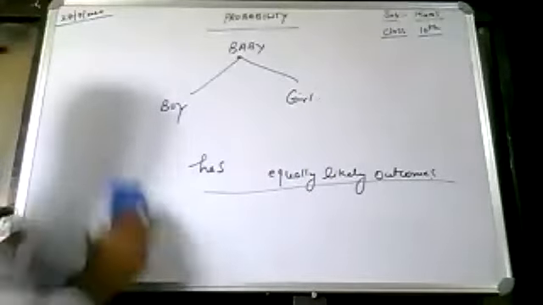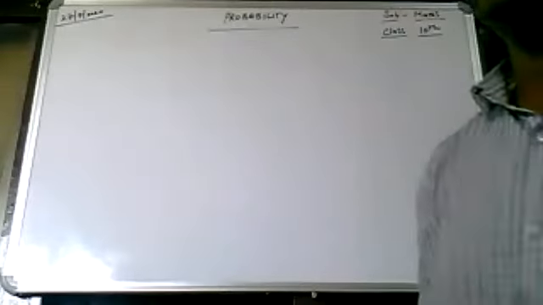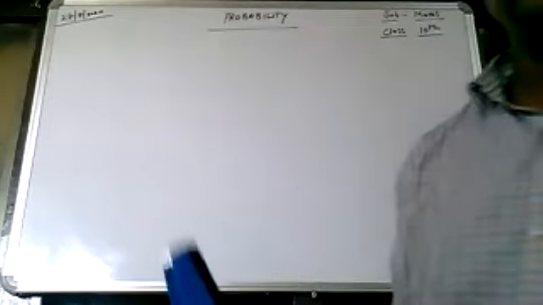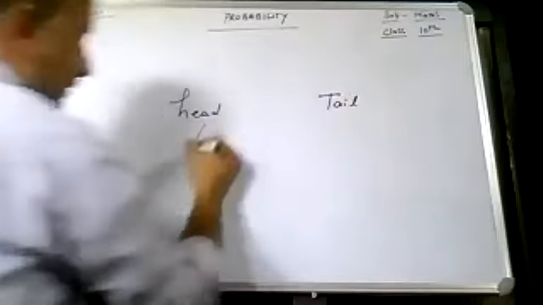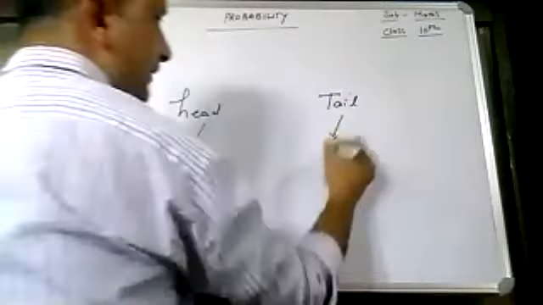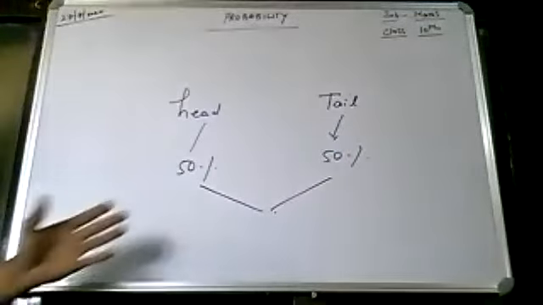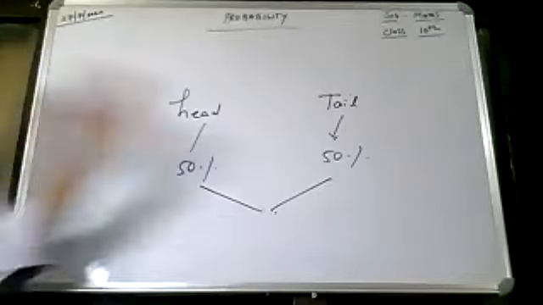Clear? Next, read. Why is tossing a coin considered to be a fair way of deciding which team should get the ball at the beginning of a football game? So why is tossing a coin considered a fair way? Because class, tossing a coin can lead to only one of two possible outcomes, either head or tail. When you toss a coin, either head will come or tail will come. So 50% probability is of head and 50% probability is of tail. So these two events are equally likely events. Clear? That's why it is considered a fair way of deciding who will open the bat.